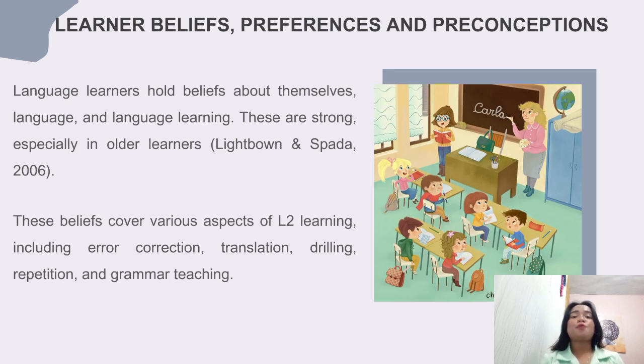Learner beliefs, preferences, and preconceptions. Language learners hold beliefs about themselves, language, and language learning. These are strong, especially in older learners. These beliefs can cover various aspects of L2 learning, including error correction, translation, drilling, repetition, and grammar teaching.